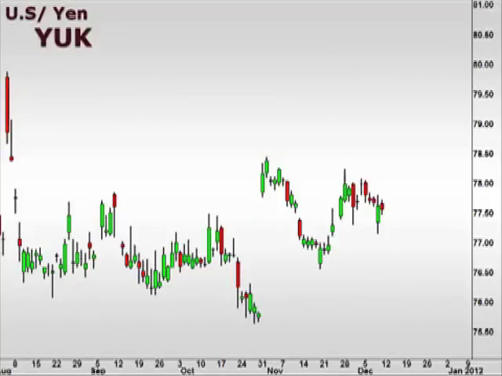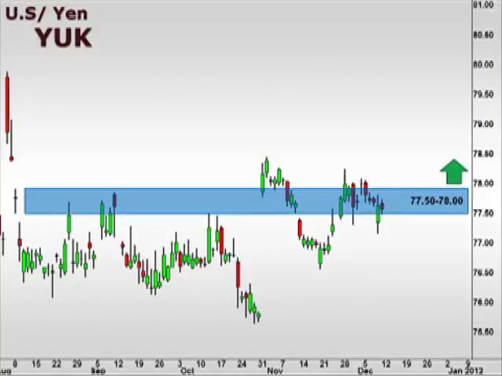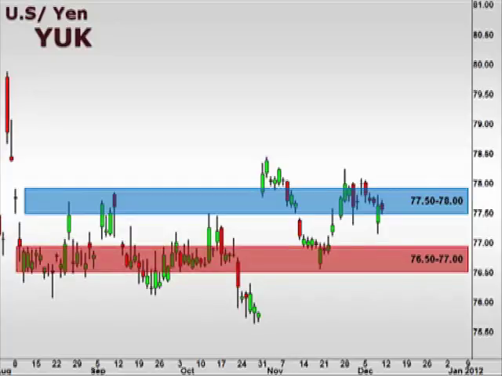Next up, the YUK, the US versus the Japanese yen. The YUK continued to consolidate within the 77.5-78 focal zone, and a break above 78 opens the window for a move higher. A break below 77.5 is likely to test the 76.5-77 support zone.